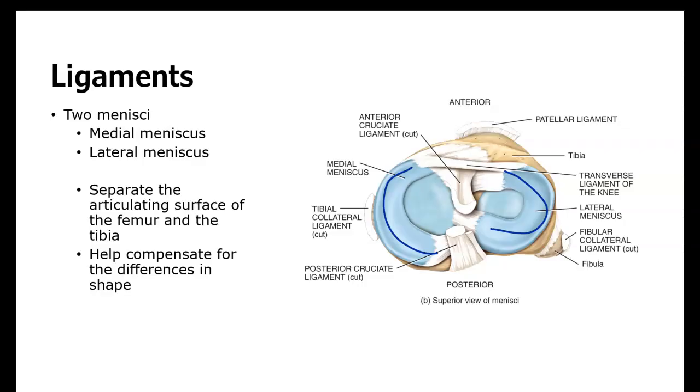And so those help to separate the articulating surfaces of the femur and the tibia. They also help to compensate for the differences in their shape. So they're padding, but they also help to fit these two bones together well.